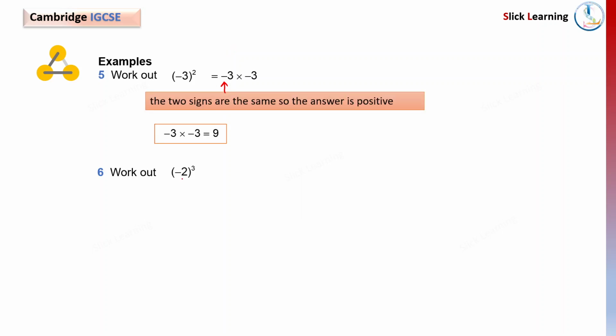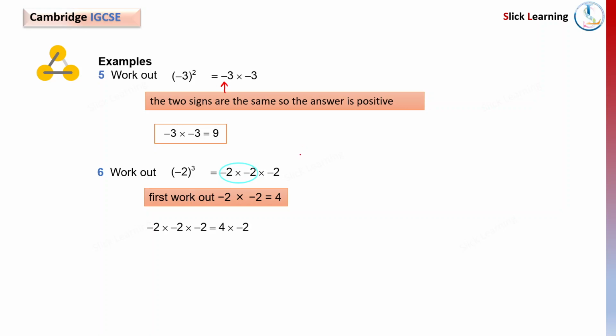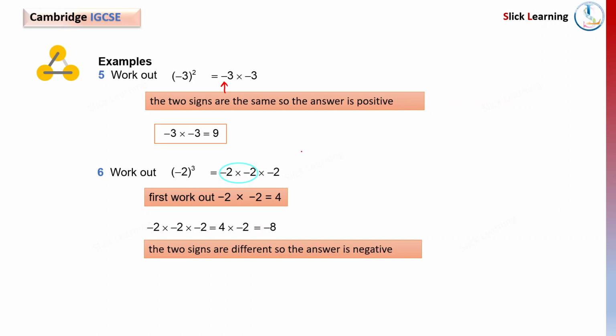Let's move on. Simply we can work on it. If you expand, you will get minus 2 multiplied with minus 2 and multiplied with minus 2. You are going to take two numbers at once. Since we know that we are multiplying 2 at a time, we are considering the sign of only 2 at once. So first we are going to work out minus 2 times minus 2, so 4. And now 4 times minus 2 is going to be minus 8.